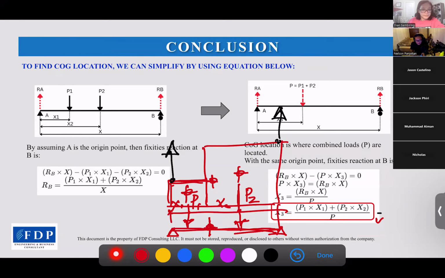Is that clear for you? Yeah, clear, sir. Thank you. Any other question? Is everything clear? Yeah, I think it's clear. Okay, let's continue with the two-dimensional COG.